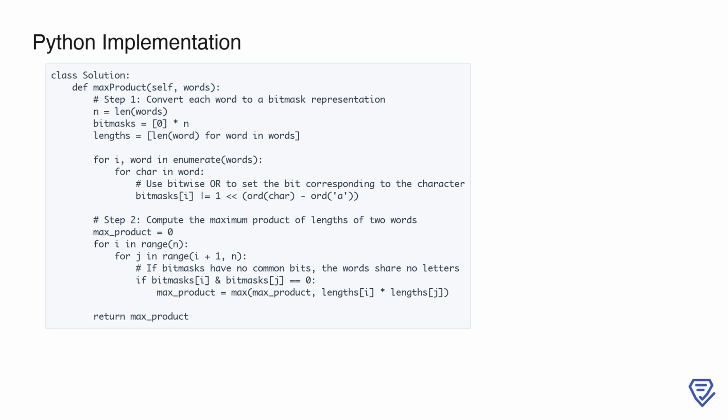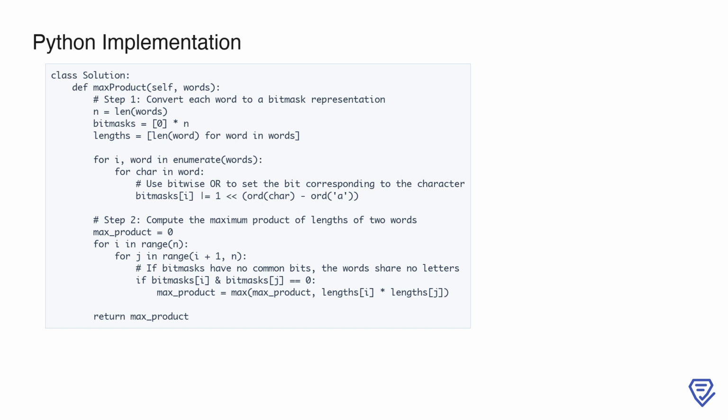3. Finding the maximum product. To find the maximum product of lengths of two words with no common letters, we iterate through all pairs of words, i, j. If the bitwise AND of their bitmasks, bitmasks[i] AND bitmasks[j], equals 0, it means the words have no overlapping letters. In this case, we calculate the product of their lengths and update max_product if the product is greater than the current maximum. 4. Edge cases. The algorithm handles edge cases such as an empty list of words, which returns 0.